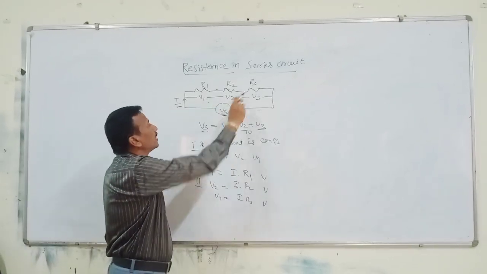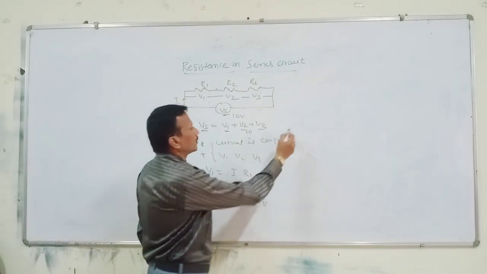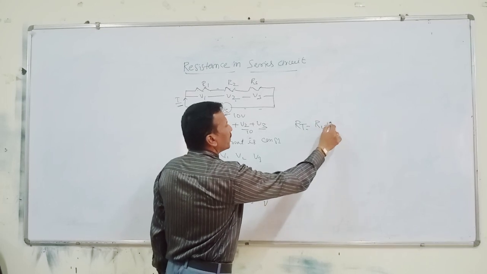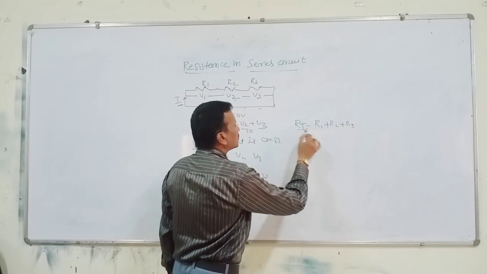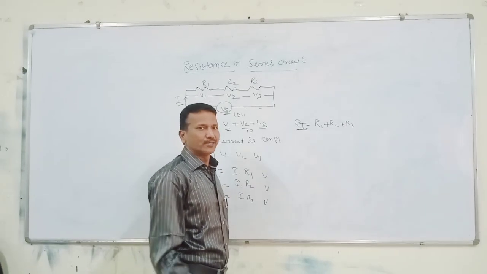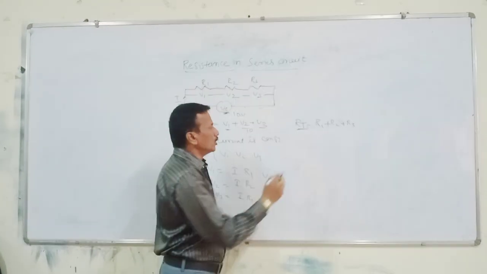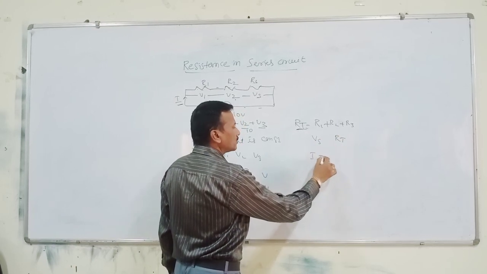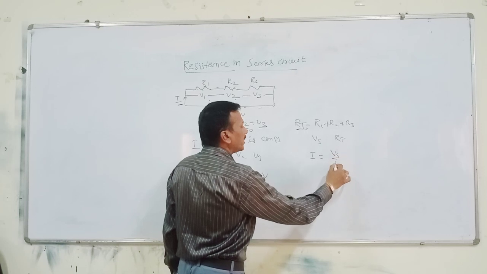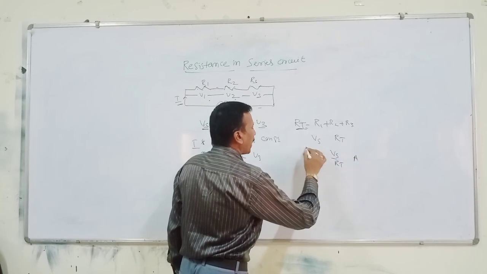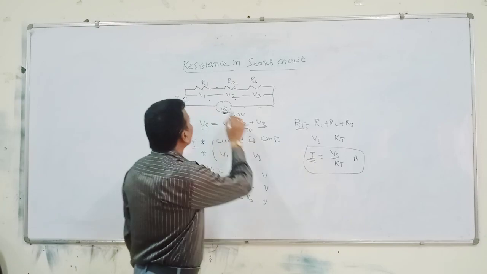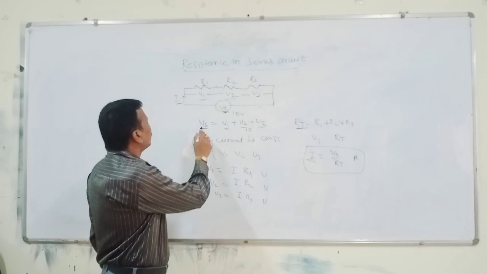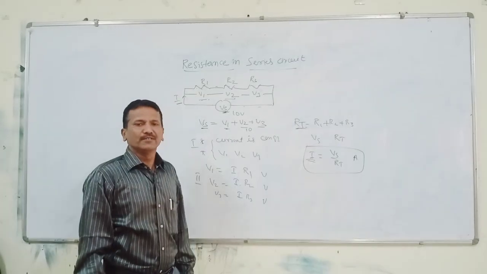Now students, when resistors are connected in series, the total resistance is equal to R1 plus R2 plus R3. Already the voltage source is given. You know the voltage source and the total resistance, so using Ohm's law, I is equal to Vs by Rt. Units are amperes. If you know this current, we can find the voltage drops. What is the condition here? Vs is equal to V1 plus V2 plus V3.